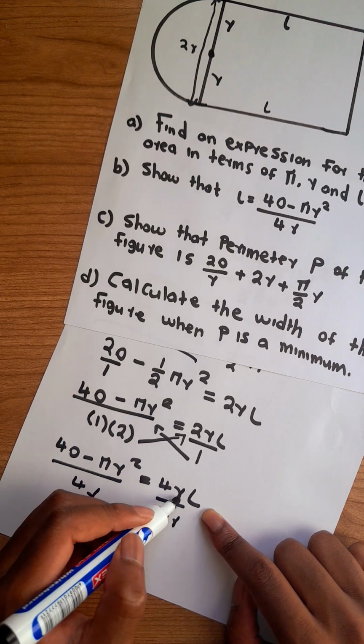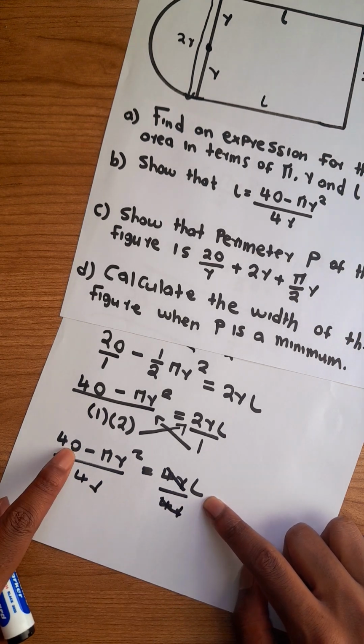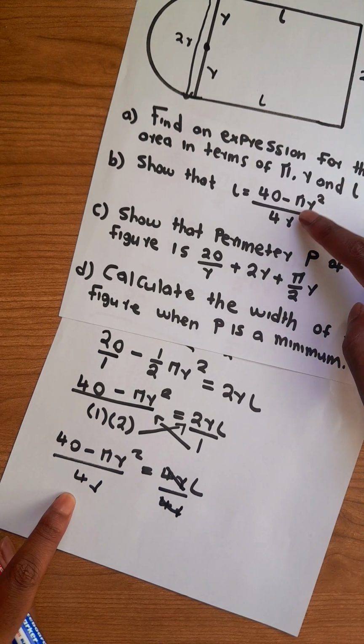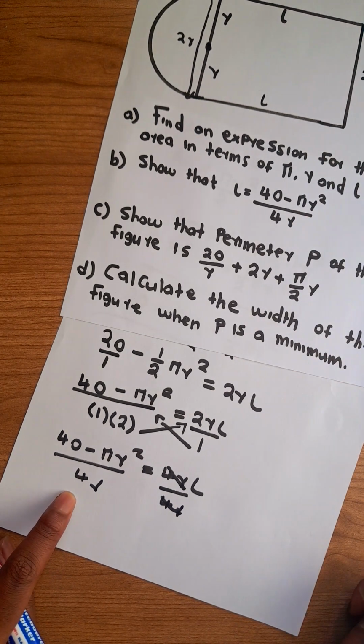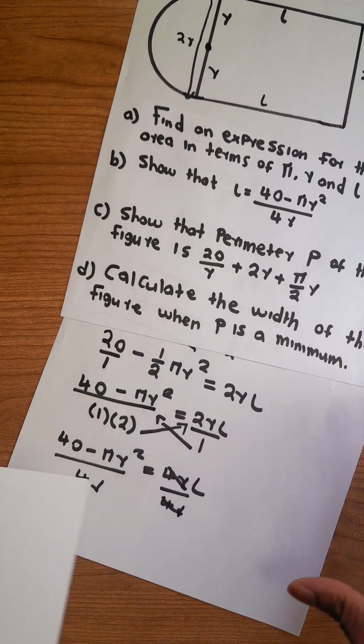So you realize that these two will actually cancel out, and you will be left with L that equals 40 minus pi r squared divided by 4r. And it is exactly what you are having here. So these are simple questions, simple stuff. But people find them complicated.